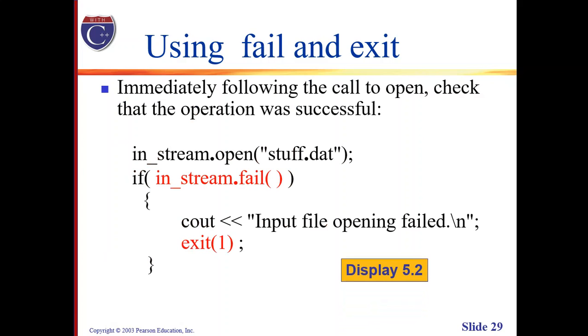So how do we use fail and exit? We've already mentioned that we can use the fail function to determine if the file was opened successfully or not. And at the same time, we can use the exit function to end the execution of our program if our file open routine failed. So we have the following example. So let's take a look.